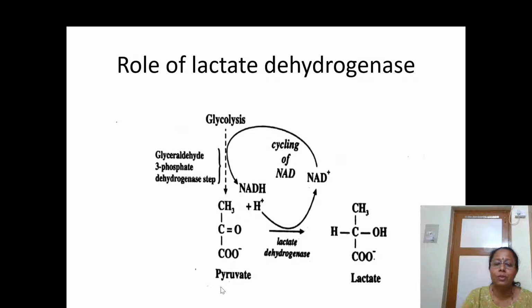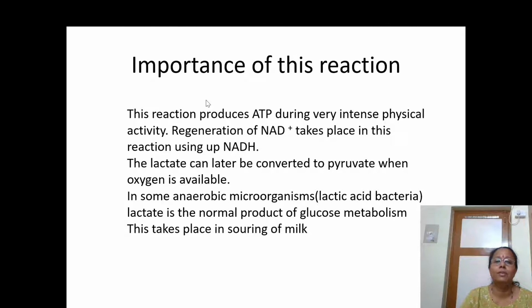So, here pyruvate is converted into lactate. What is the importance of this reaction? This reaction helps produce ATP during intense physical activity, when ATP cannot be produced by the Krebs cycle. At that juncture, this reaction is very helpful. Here, regeneration of NAD+ takes place by utilizing NADH. The lactate formed here can be converted back into pyruvate when oxygen is available, that is, under aerobic condition.